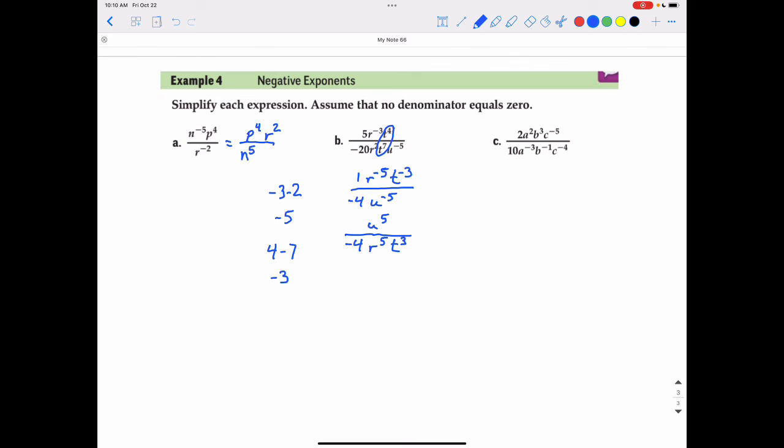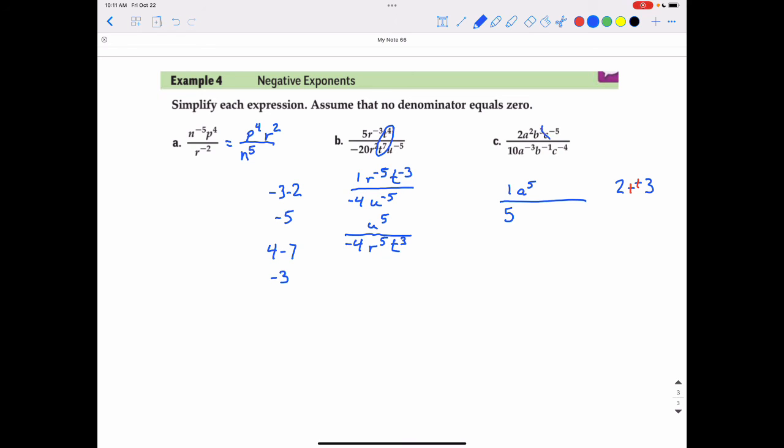Last example is very similar to that. I do need to simplify the fraction 2/10. That is 1/5. I'll have a to the second divided by a to the negative third. So that means I'll be taking 2 minus negative 3. Well, remember, if you got 2 minus a negative number, that's the same thing as adding that positive number. So that is actually a to the fifth.